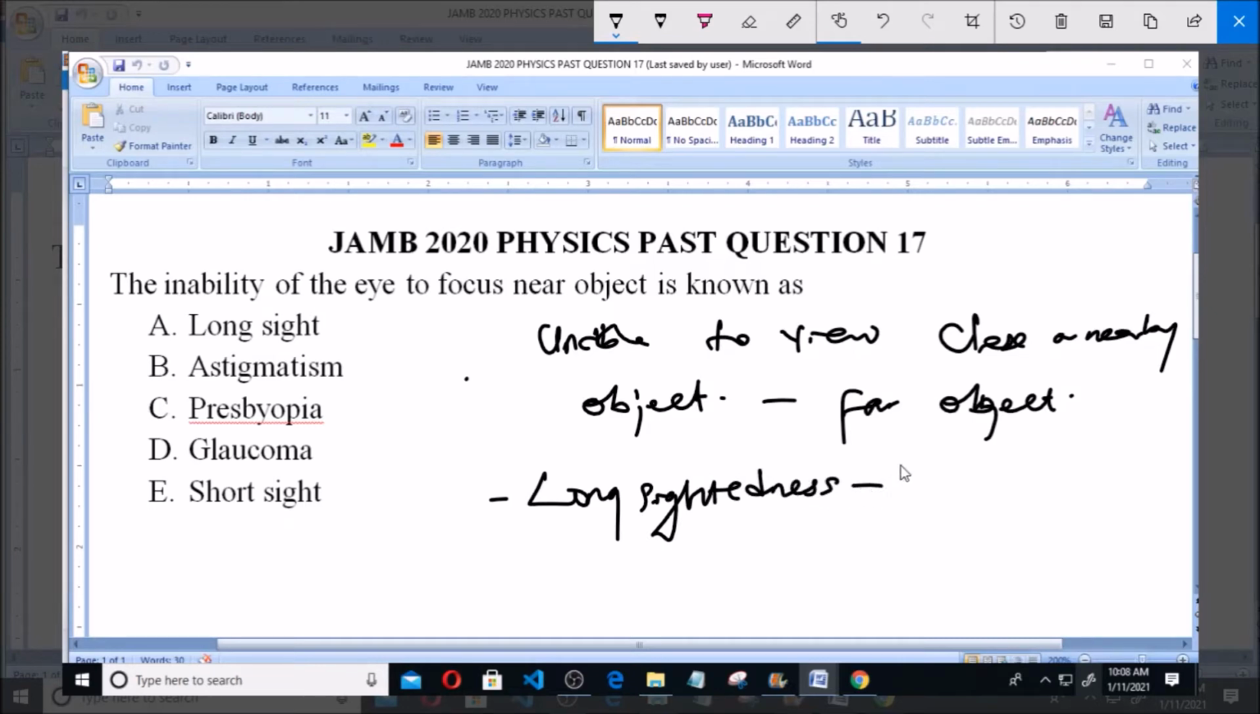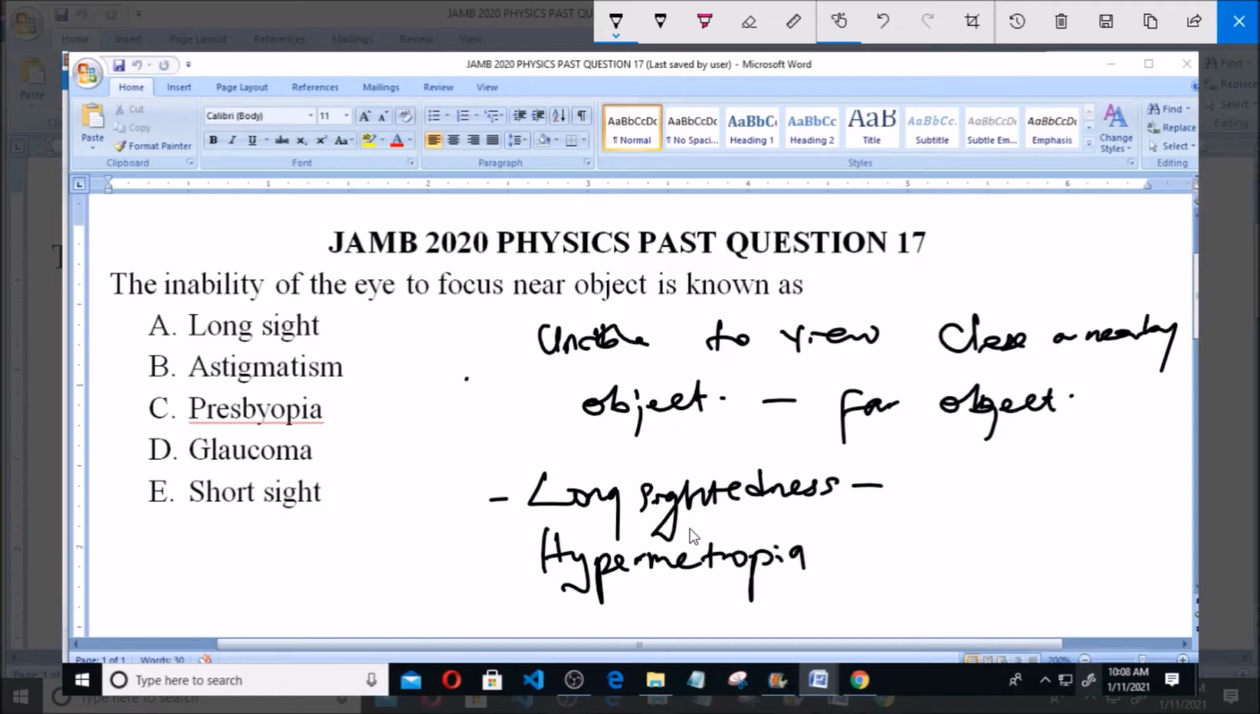Now, in this condition, the eyeball is shorter than normal, and so close by objects will not be able to focus on the retina. And the name for long-sightedness is hypermetropia. It is also known as hypermetropia.